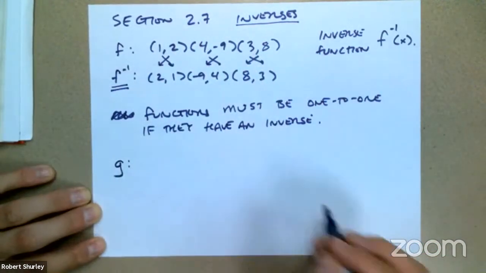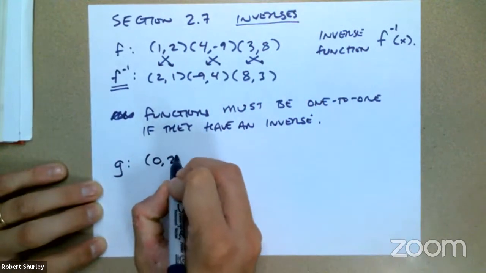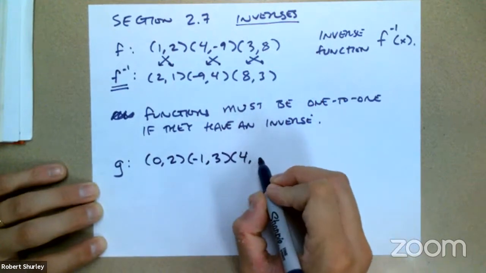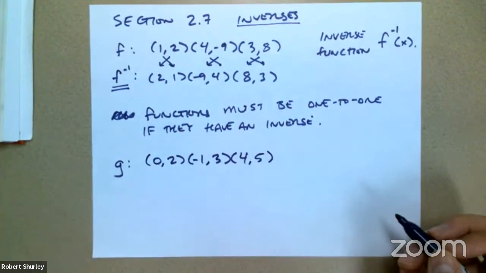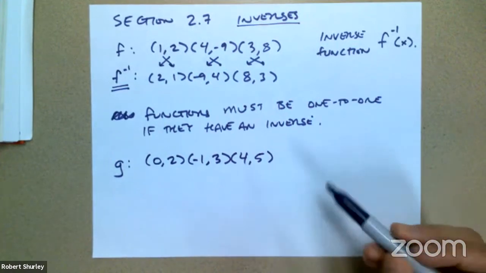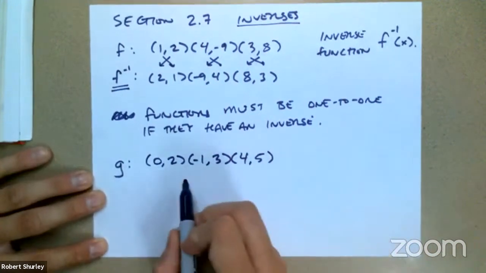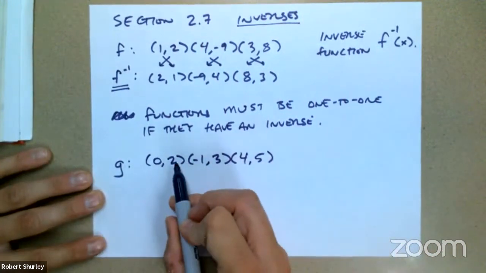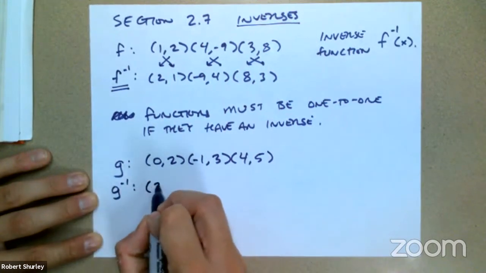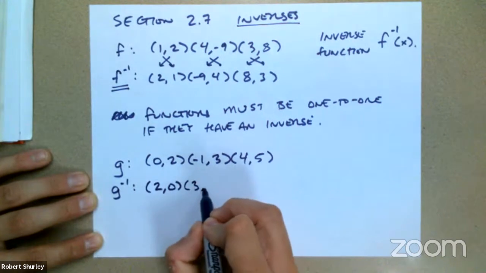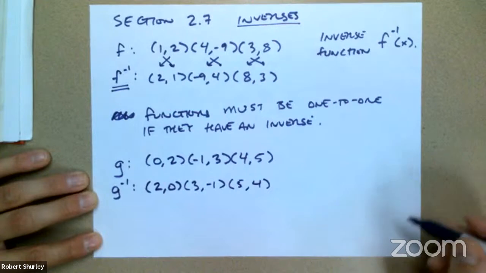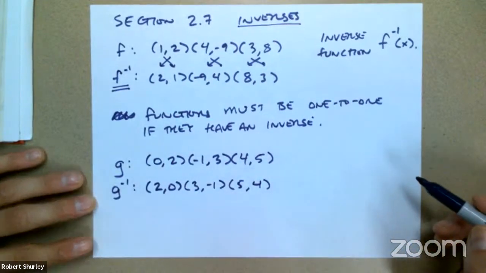So let's say we've got the g function, 0, 2, -1, 3, and 4, 5. Now look, this has an inverse because the x's don't repeat, so it's a function, right? The y's also don't repeat. So the inverse would be 2, 0, 3, -1, and 5, 4. But I want to graph this to kind of show you what's going on here.